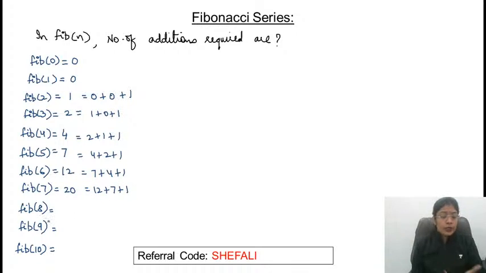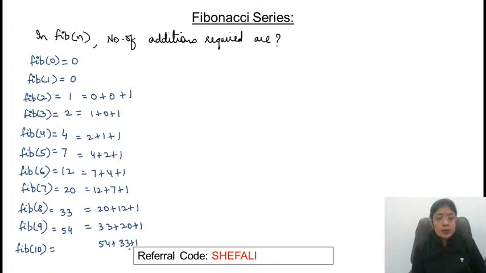Fibonacci 8, how many function calls are required? Quickly return the answers. I guess this concept is clear to everyone. This is the same concept which we have discussed in the function calls. 33 plus 20 plus 1. This comes out to be 54. 54 plus 33 plus 1. This comes out to be 88.